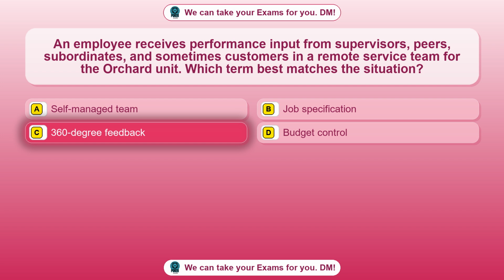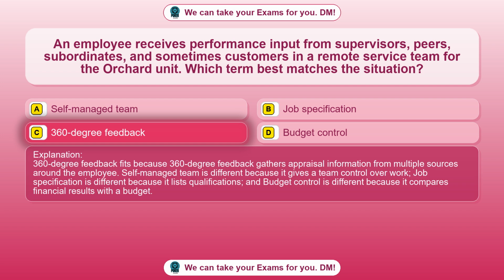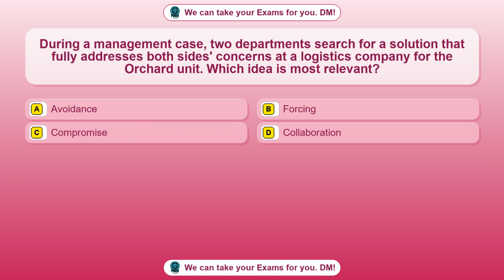360-degree feedback. 360-degree feedback fits because 360-degree feedback gathers appraisal information from multiple sources around the employee. Self-managed team is different because it gives a team control over work. Job specification is different because it lists qualifications, and budget control is different because it compares financial results with a budget.